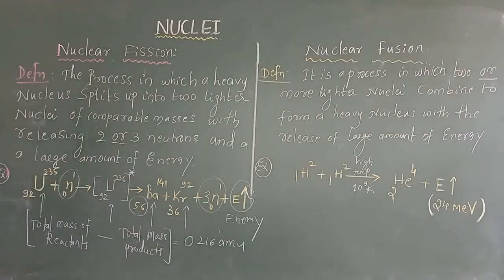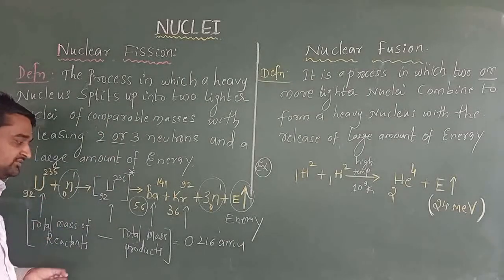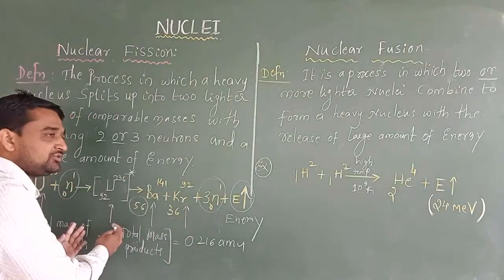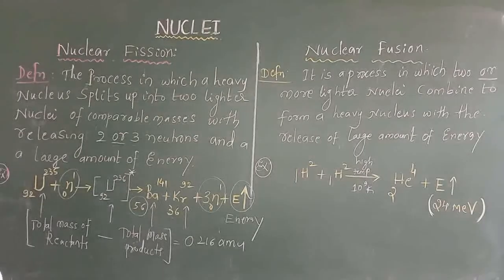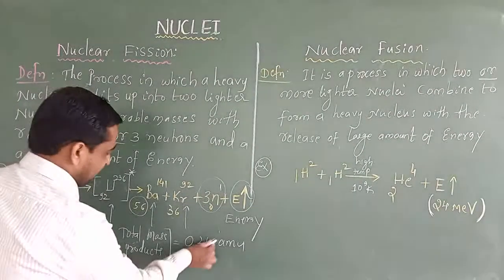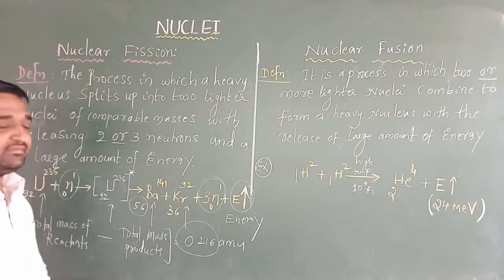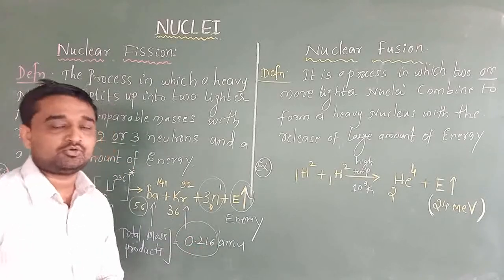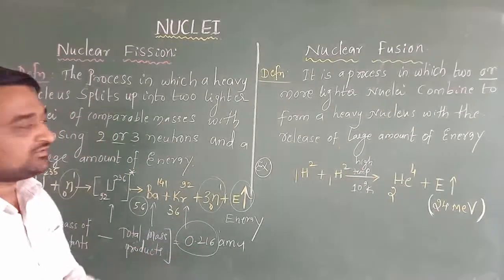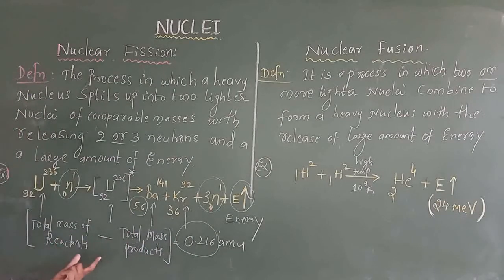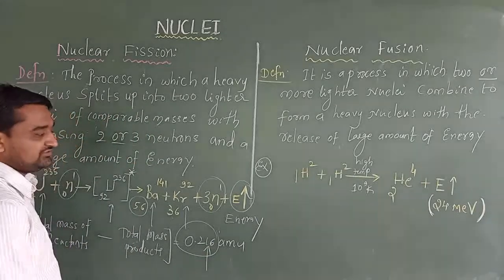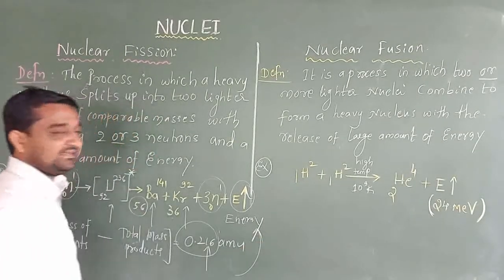If you do the calculation of the mass of the reactants and the mass of the products, barium, krypton and tritium, the masses of the reactants minus the masses of the products, we are getting some missing mass. Whatever missing mass we get here, 0.216 AMU of mass is lost. This example we can give as the instant mass energy equivalence relation. Whatever amount of mass is lost here is converted into energy.